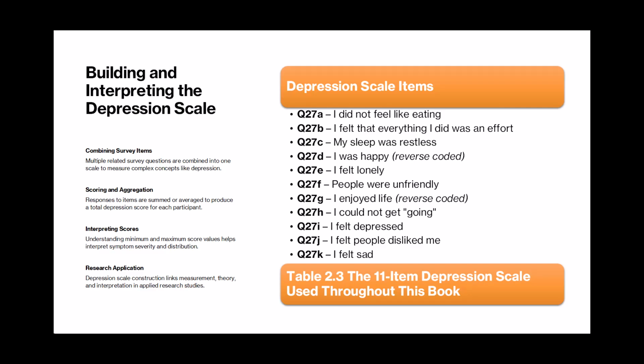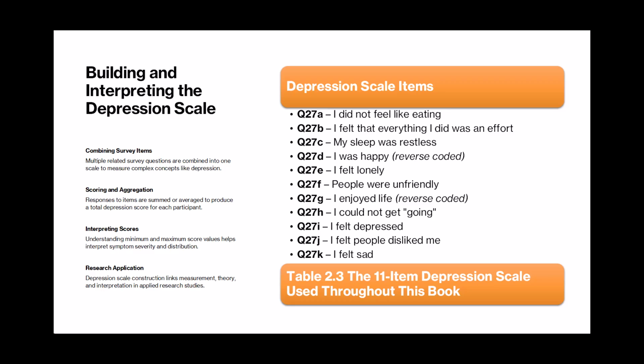As we reviewed earlier, to measure complex concepts such as depression, researchers often combine multiple related survey items into a single scale. A scale is created by simply adding together responses to several related survey questions into a single measure. The simplest way to create a scale is to add the individual responses together. In our example, we add the responses to all 11 depression items.